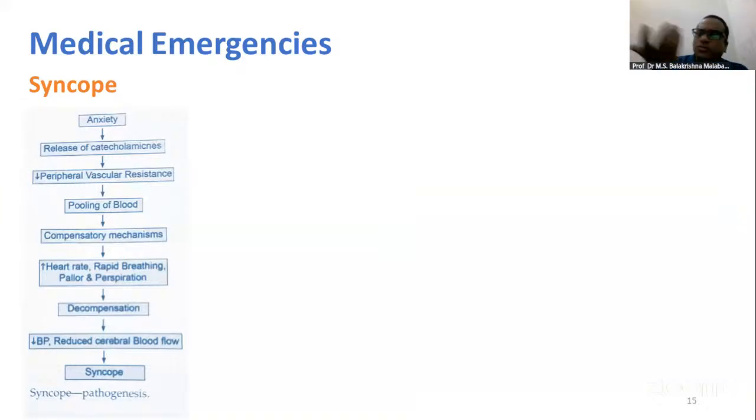So the basic protocol, which I told you, is the same: make the patient lie down. So what happens? The blood flow to the brain starts. There could be anxiety. Because of anxiety, a lot of catecholamines will be released, and that reduces the vascular resistance. And because of that, there is pooling of blood at the extremities. So all the blood will be in your legs and hands, the extremities of the body. And that much blood is not going towards the heart and the brain. Everything is going away. What happens? The brain takes a hit. And if the brain does not get a good supply of blood, it stops. So the coordination between the brain and the heart is hampered and the patient goes into a state of syncope.